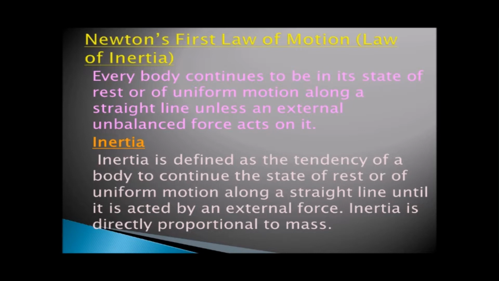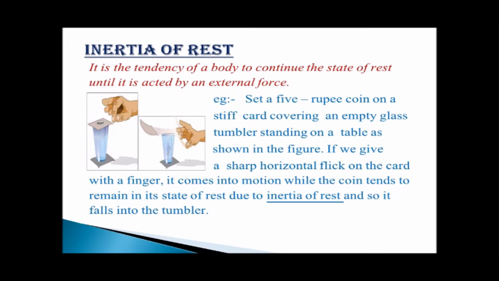Newton's first law of motion states that every body continues to be in its state of rest or of uniform motion along a straight line unless an external unbalanced force acts on it. The tendency of a body to remain in its state of rest or of uniform motion along a straight line till an external unbalanced force acts on it is called inertia. So the first law of motion is also known as the law of inertia. Inertia is of three types: inertia of rest, inertia of motion, and inertia of direction.